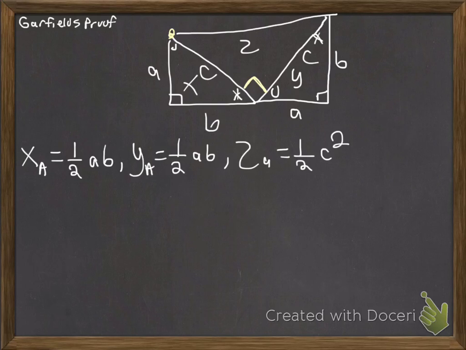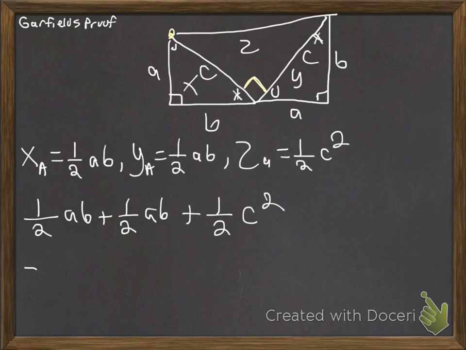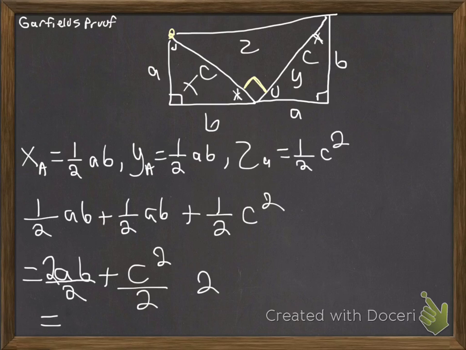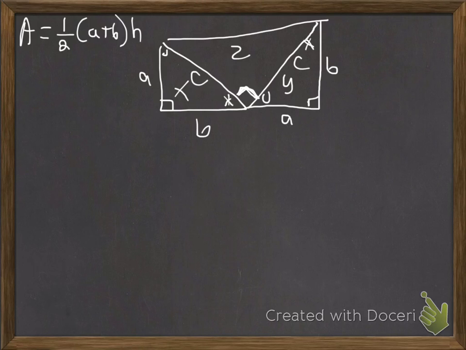Now let's add up all the areas, so you can see what is the area of this figure. So 1/2 AB plus 1/2 AB plus 1/2 C squared is 2/2 AB, or 2AB over 2, plus C squared over 2. Now let's write this as one fraction: 2AB plus C squared all over 2. So far, President Garfield has found an expression to represent the area of this figure. Now, if we look at the figure closer, you'll realize that it's actually a trapezoid.